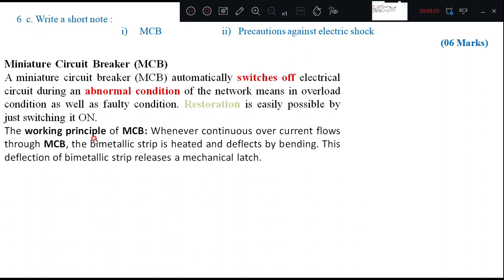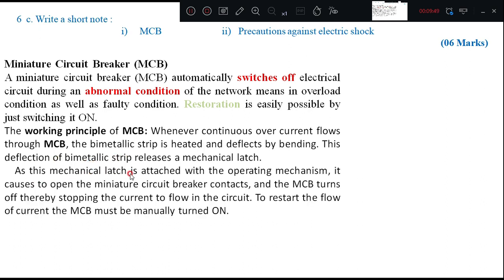Then the working principle of the MCB is very simple. It has a bimetallic strip attached to the contacts of the MCB. Because of the excessive current flowing through the bimetallic strip, it is heated up and deflects, so that it actuates the mechanical mechanism to detach the circuit breaker contacts.